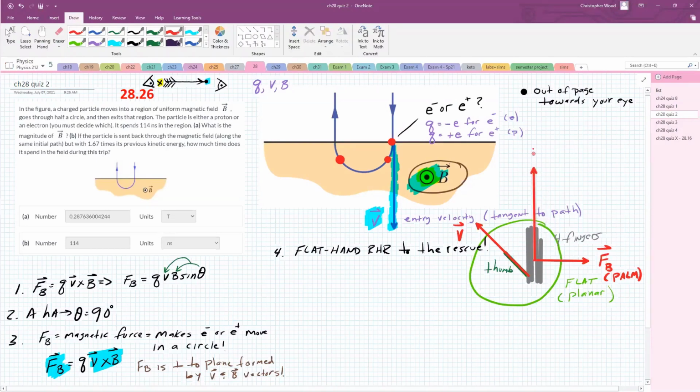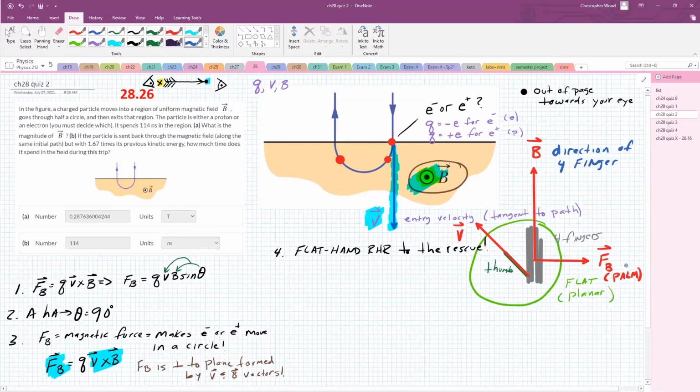Okay, and this is B. So let me just recap this. B is the direction of your four fingers. F is the direction of your palm. So it'd be exactly like this. Here's my palm. My palm is facing that way, like that. That's the direction of my palm.